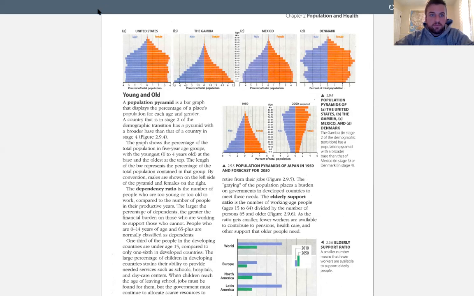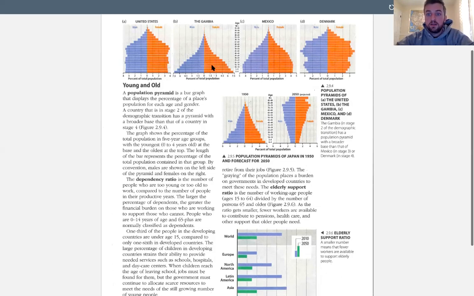The Gambia, which is this one here, is in stage 2 of the demographic transition, which means a lot of births, a decreasing death rate, as you can see, and not a lot of folks living to a higher age. It has a population pyramid with a broader base than that of Mexico or Denmark, which are in stages 3 and 4. Mexico's in stage 3, Denmark's in stage 4.